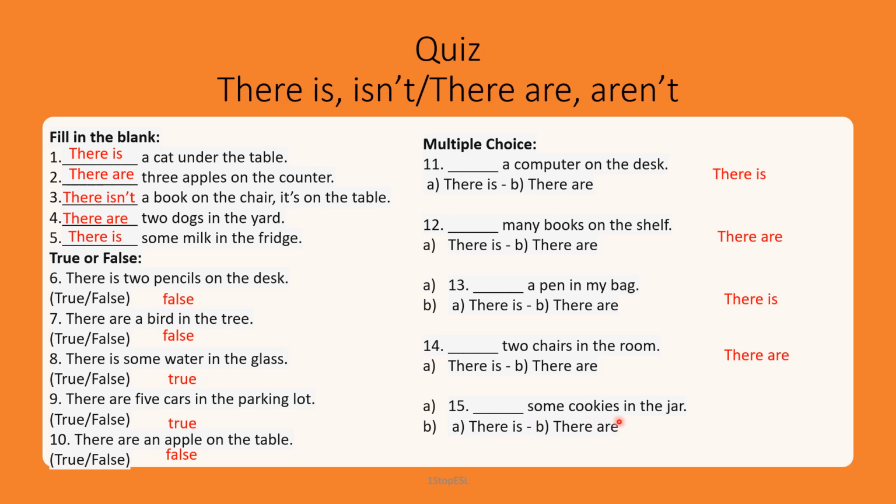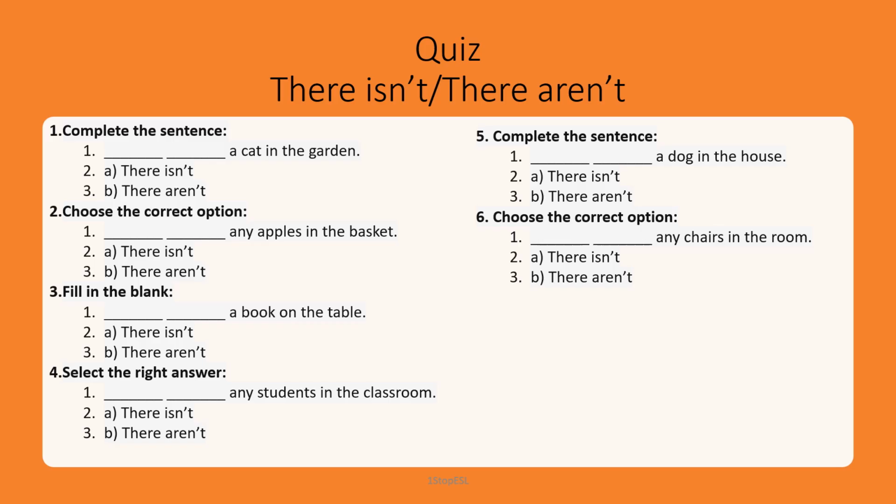Some cookies in the jar. Yes, there are some cookies in the jar. Well done. Some more. There isn't, there aren't. Complete the sentence. Number 1. A cat in the garden. A cat in the garden. A or B?